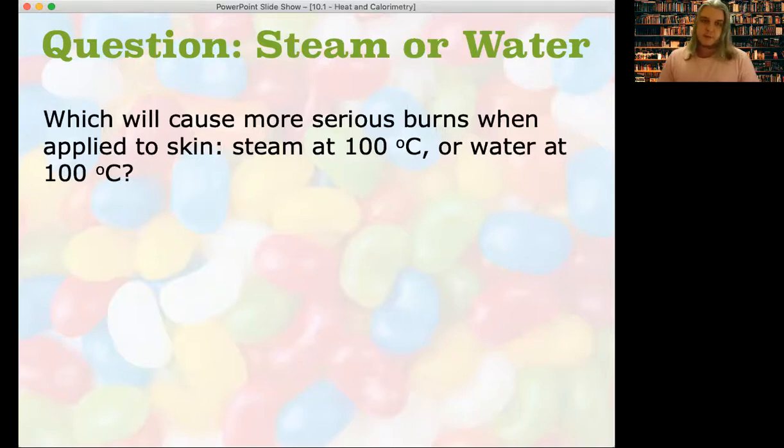So you've got steam and you've got water. Now, water is implied that it's liquid, since that's what we tend to call water. If we say water, we don't normally mean steam or ice. We mean the liquid. So we've got steam at 100 degrees C or water at 100 degrees C. We're applying each of them to skin, which is going to cause a more serious burn. Don't practice this. Don't go and test it out. It's just a hypothetical question. Please don't make it a practical one. Which is going to be worse?